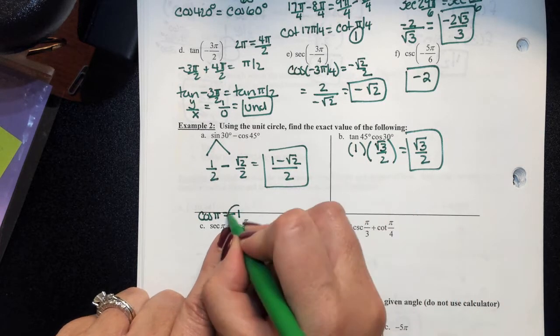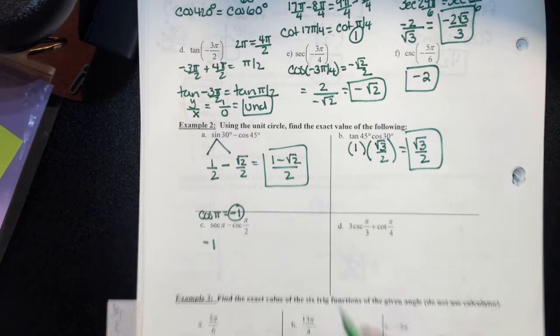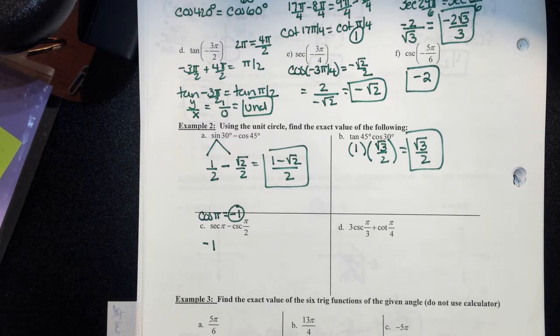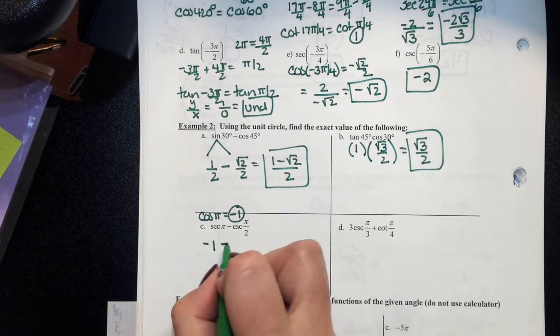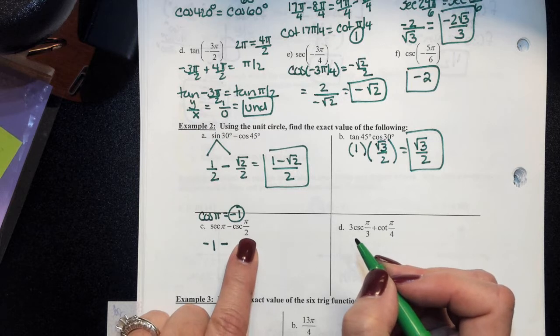What's the reciprocal of negative 1? Negative 1. Just remember, negative 1 over 1 is just going to be negative 1 over 1 again. Minus. Now let's talk about the cosecant of pi over 2.